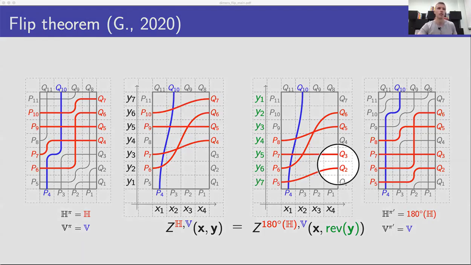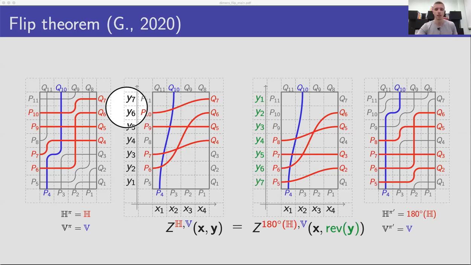So the claim is that the sum of all probabilities of pipe dreams satisfying these horizontal and vertical boundary conditions equals the sum of probabilities of all pipe dreams satisfying these other horizontal and vertical boundary conditions. But one thing you have to do is reverse the y variables. So here you can see that the y's are going from top to bottom as opposed to here.